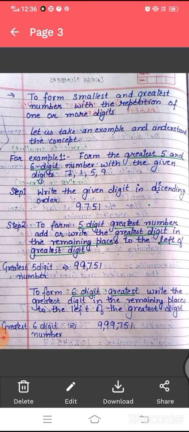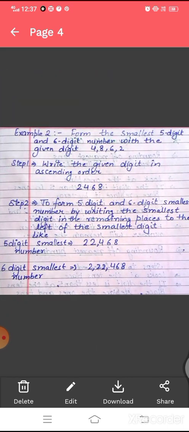To form the 6 digit greatest number, write the greatest digit in the remaining places to the left of the greatest digit. See, 4 digits are already there, we have to make it 6 digits, so we will write 9 to the left of the greatest digit. The greatest six-digit number is 9,99,751.